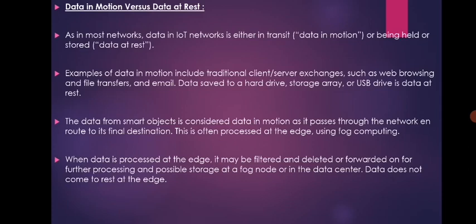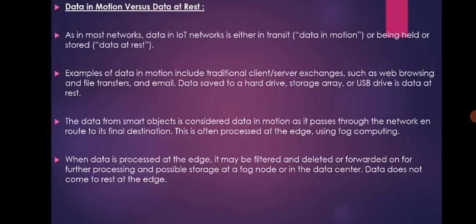I hope you got some idea. Data in motion means that if you are transferring through the network, we consider it data in motion. Data at rest means that if the sensor is sensing the information and keeps it with itself, instead of sending it to somebody else, then we call it data at rest.